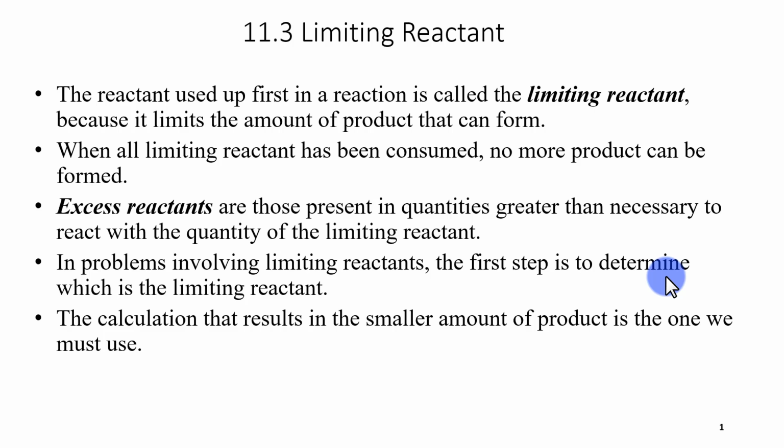Most likely what's going to happen is that one of the reactants is in the lesser amount and is going to be used up first. That reactant is called a limiting reactant. It's called limiting because it doesn't allow me to make any more product because it runs out faster. So it limits the amount of product that I can make.